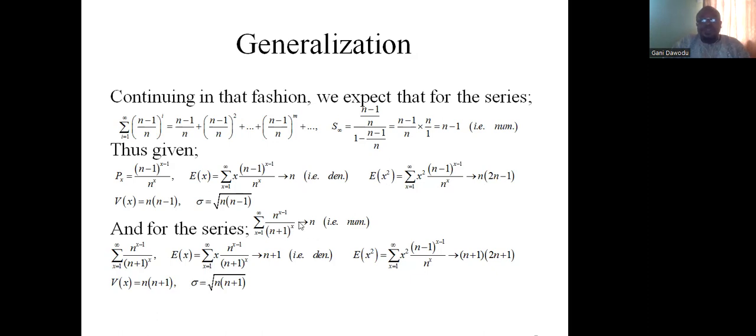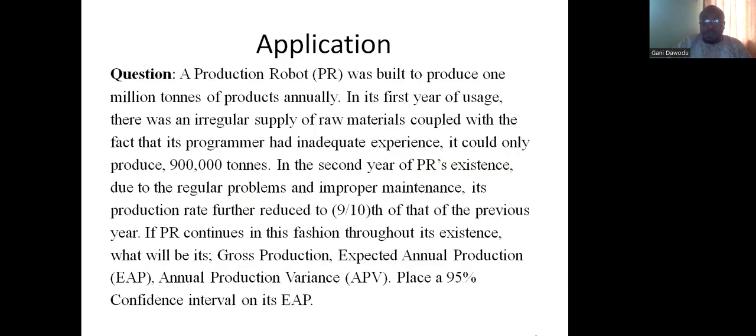If it's the n type, the numerator converges to n, and the expectation converges to the denominator. Expectation of s squared will converge to this as well, so that the variance will converge to the product of the numerator and the denominator, so that the variance will be this. Okay, so that's the generalization of it.